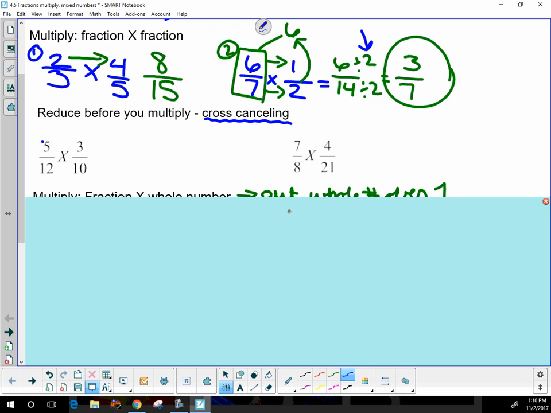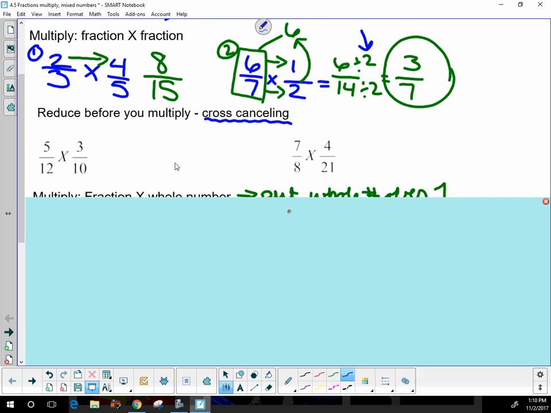So 5, I cross canceled those two. 5 goes into 5 once, 5 goes into 10 twice, 3 goes into 3 once, 4 times. I'm left with 4 times 2 on the bottom. I'm left with 1 times 1 on the top. There we go. Now, for a problem like this, it's really not that bad because it was easy to simplify.